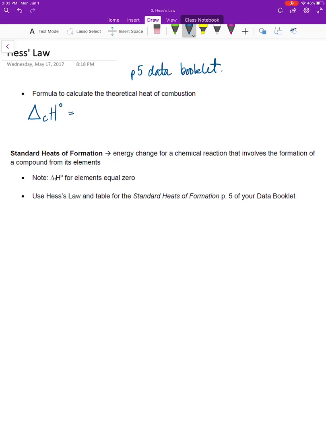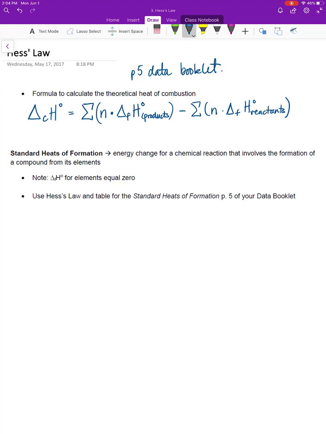So delta C, H with a little circle, equals the sum of the number of moles times the standard heat of formation of our products, minus, so we're going to bracket that, the sum of the number of moles times the standard heats of formation of the reactants. So basically what we're doing is we're adding up how much energy we have in our products, adding how much energy we have in our reactants, and we are going to subtract the two to find out the difference.